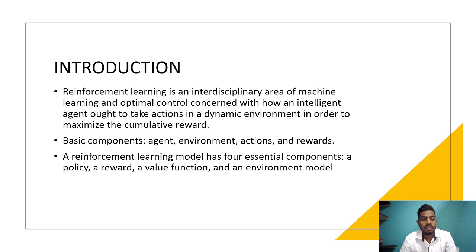Introduction. Reinforcement learning is an interdisciplinary area of machine learning and optimal control concerned with how an intelligent agent ought to take actions in a dynamic environment in order to maximize the cumulative reward. The basic components are agent, environment, actions, and reward. A reinforcement learning model has four essential components: a policy, a reward, a value function, and an environment model.